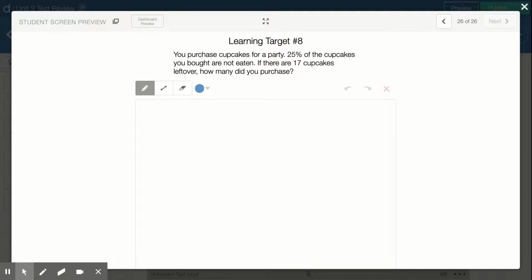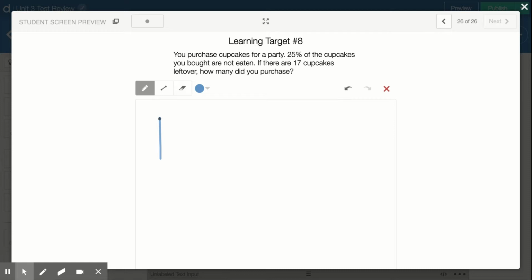So learning target 8 is a little bit trickier because we don't have the whole. We're given the percent and we know what that percent is equal to. So for example, the first question says, you purchased cupcakes for a party. 25% of the cupcakes you bought are not eaten. If there are 17 cupcakes left over, how many did you purchase?